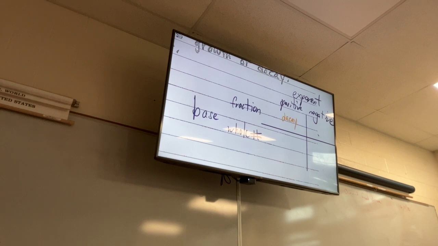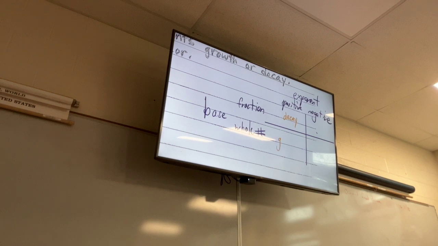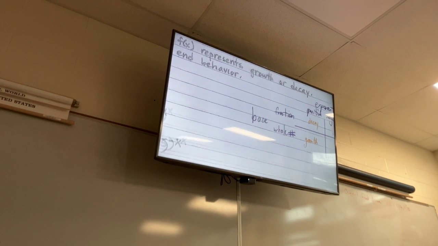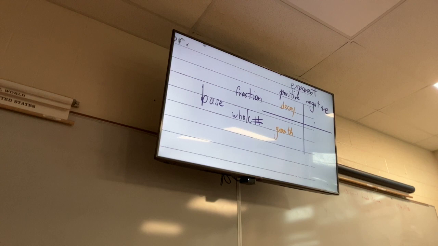If the exponent is positive and you have a whole number in the base, it's going to be growth. Okay, if the exponent is negative and you have a fraction in the base, I believe that's going to be a growth. And if the base is a whole number and the exponent is negative, it's going to be a decay.